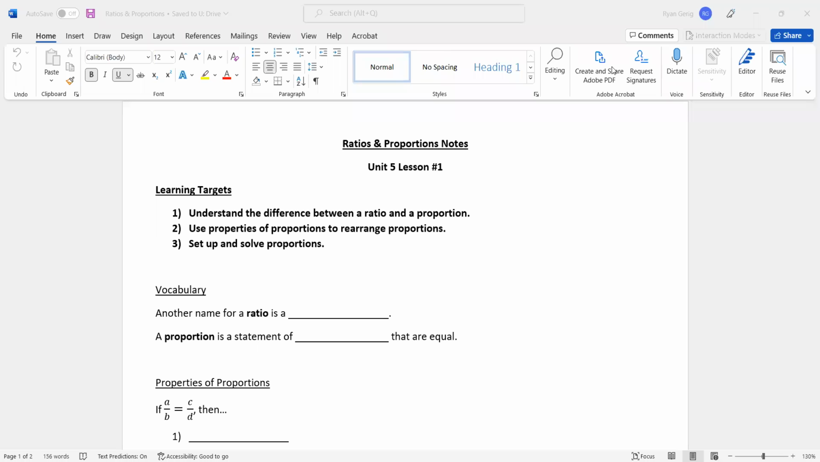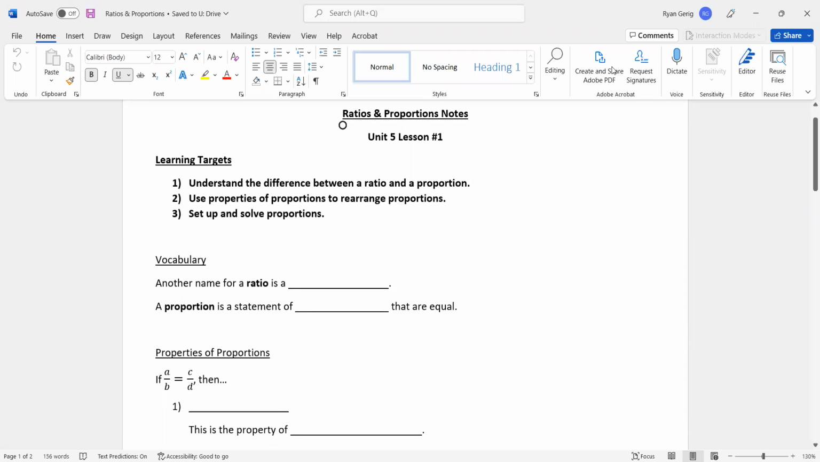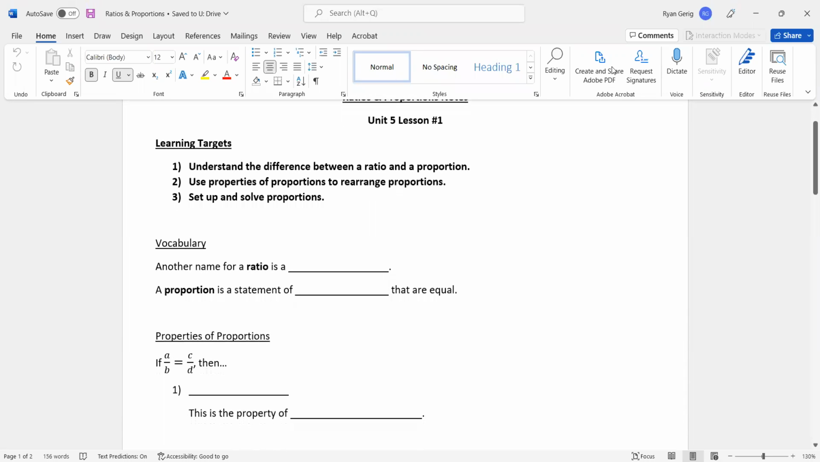Hello, geometry, and here we go with unit 5. It's the last full unit that we're going to do in first semester. So let's go ahead and jump in. Ratios and proportions. A lot of this is actually review. There's a little bit of new stuff, but you've done a lot of this stuff before.